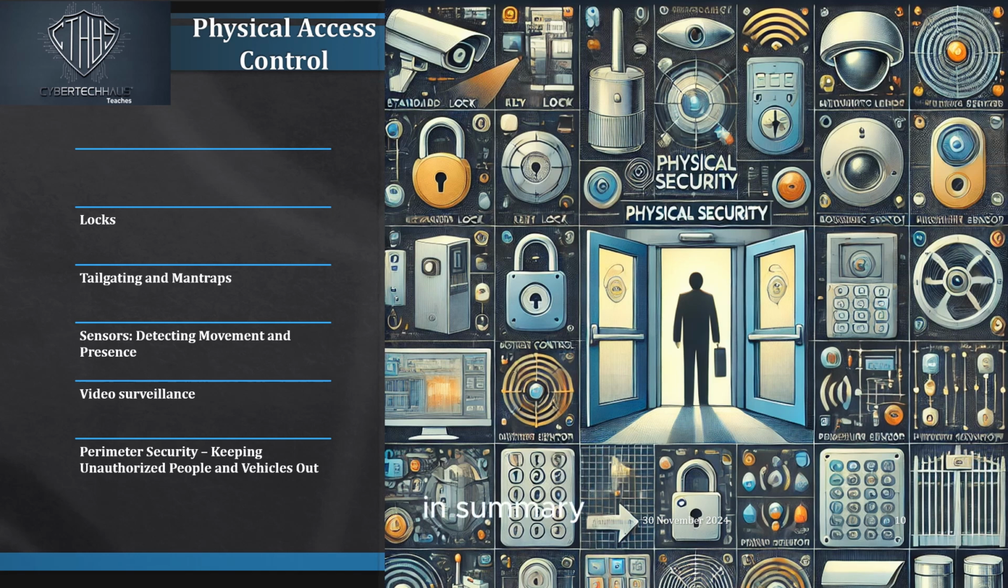In summary, physical security controls are all about layering defenses. From simple locks to advanced surveillance systems, these controls work together to ensure that only authorized people can enter secure areas while potential threats are kept out.